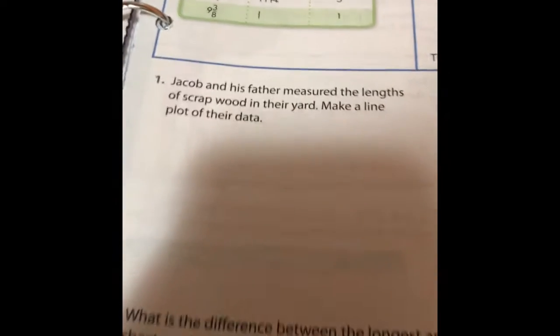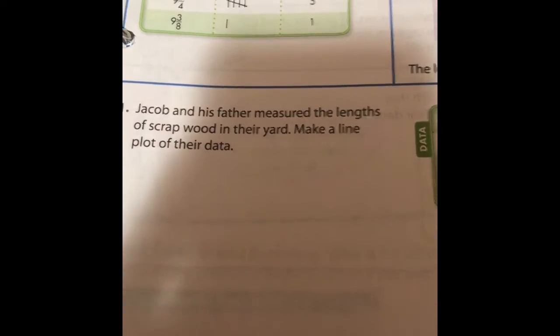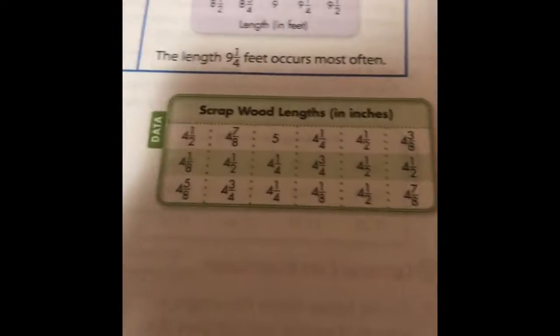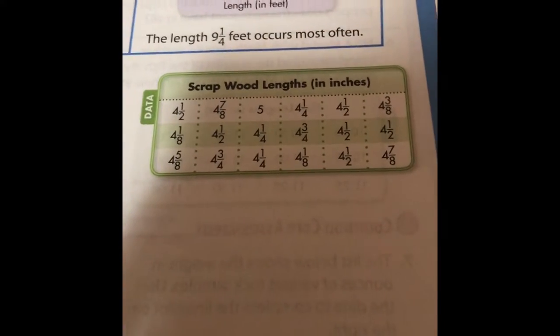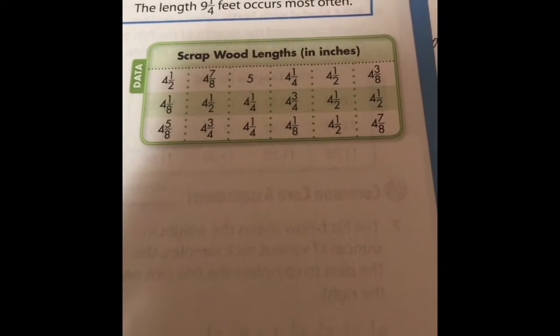Right, fifth graders, I am going to walk you through number 1 and number 2 of your page 709 for Thursday. Okay, so it says Jacob and his father measured the length of scrap wood in their yard and made a line plot of their data. So you have to take this data and create a frequency table. All right, you want to list the data from least to greatest.